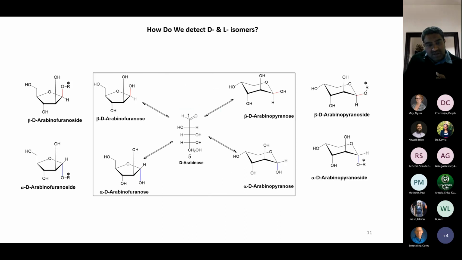Now, what happens? For example, we have arabinose. We have open chain arabinose in solution existing in all these 4 conformations. And what happens? We put an alkyl group, which is chiral. Chiral means there is a stereogenic center.